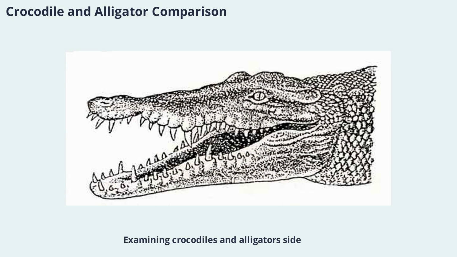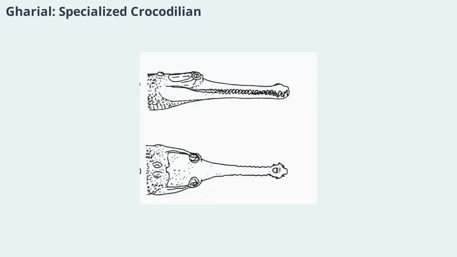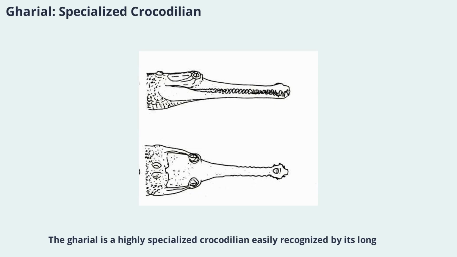Examining crocodiles and alligators side by side highlights their unique adaptations. Crocodiles' teeth remain visible when their jaws are closed, while alligators' teeth fit into grooves. These differences aid in species identification and reflect evolutionary divergence. Both groups have survived for millions of years, adapting to changing environments and maintaining their roles as apex predators in aquatic ecosystems. The gharial is a highly specialized crocodilian, easily recognized by its long, narrow snout adapted for catching fish.